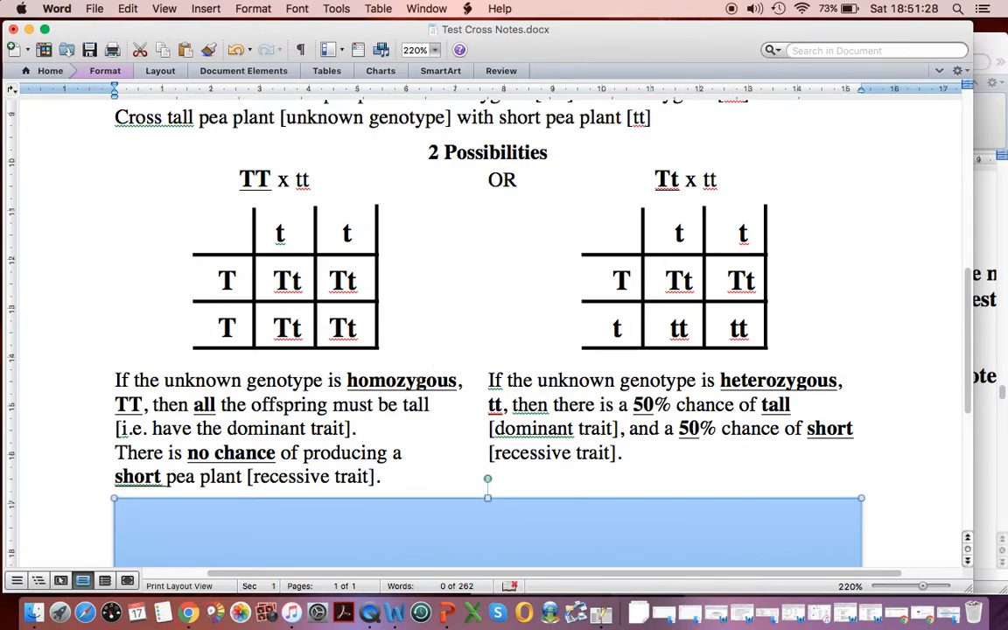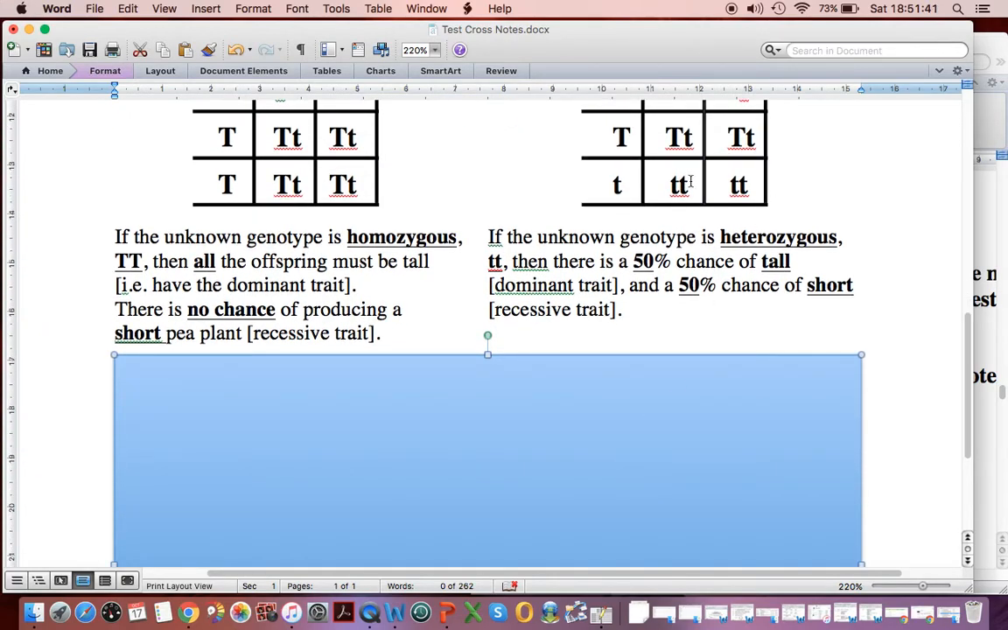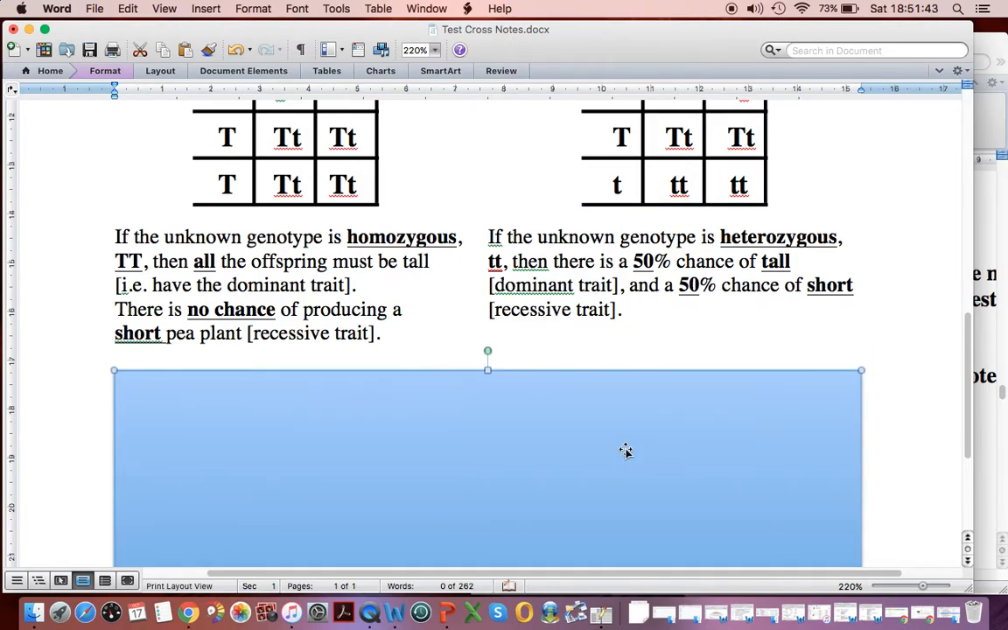So that's basically what I've just said. If the unknown genotype is homozygous TT, we just simply have no chance of getting short. It's going to have the dominant trait. Here is a 50-50 chance of dominant and recessive. Well, this turns out to be very important.